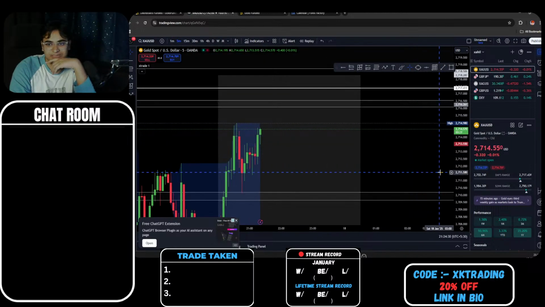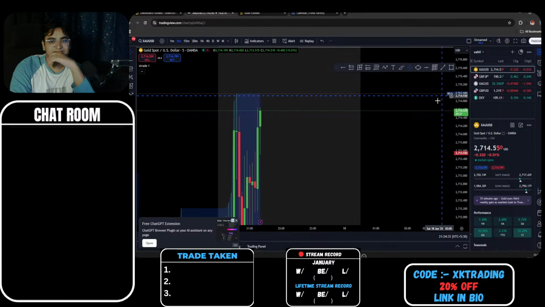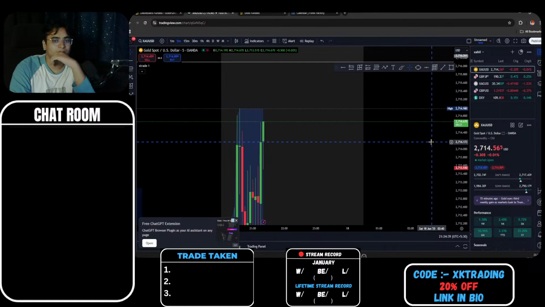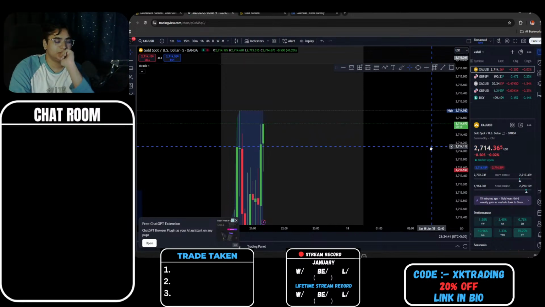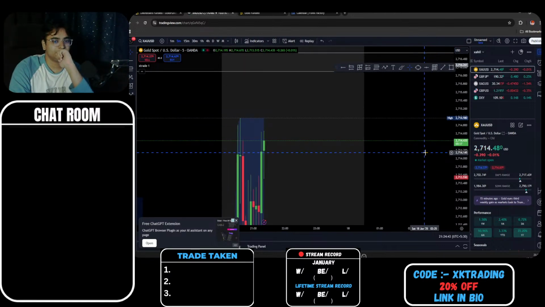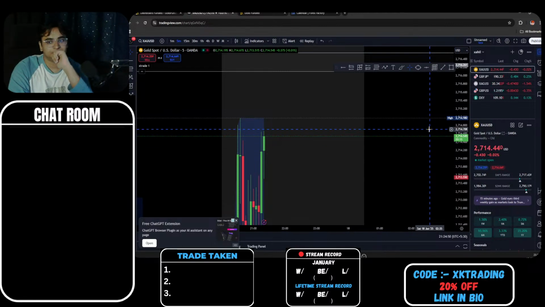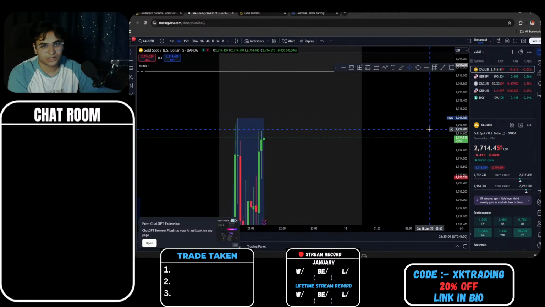But anyway, we still have 30 seconds. If this candle closes above this high, we are good. If it does not close above the high, then I think we might see less volume. But let's see. Last 15 seconds, we will see what price is closing. 10, 9, 8, 7, 6, 5, 4, 3, 2, and 1. There we go.